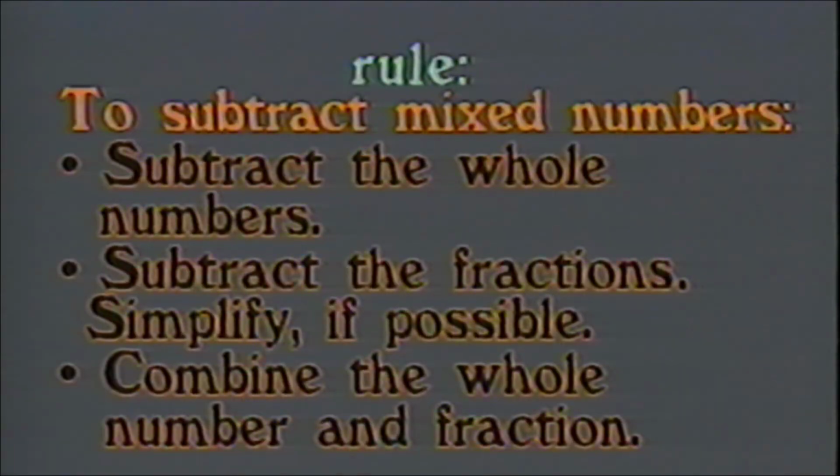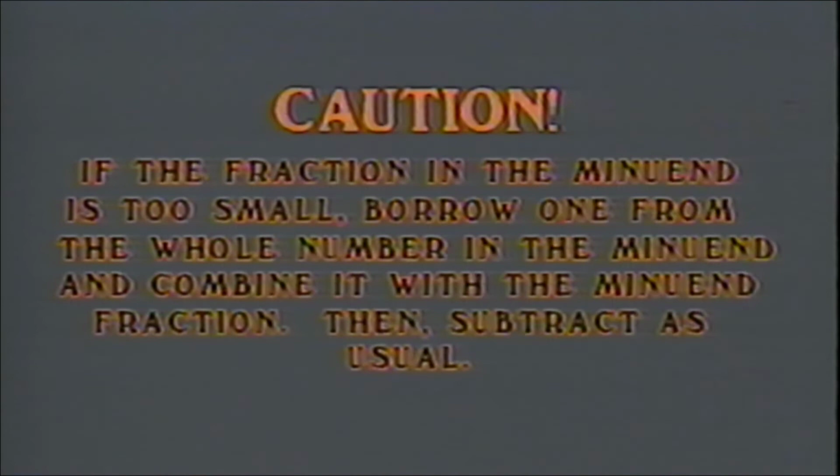Can you summarize while I go get them? Sure. To subtract mixed numbers, subtract the whole numbers, and subtract the fractions. Simplify if possible. Combine the results. Be careful. If the fraction in the minuend is too small, borrow 1 from the whole number in the minuend. Combine the 1 with the fraction in the minuend to form an improper fraction. Then subtract as usual.